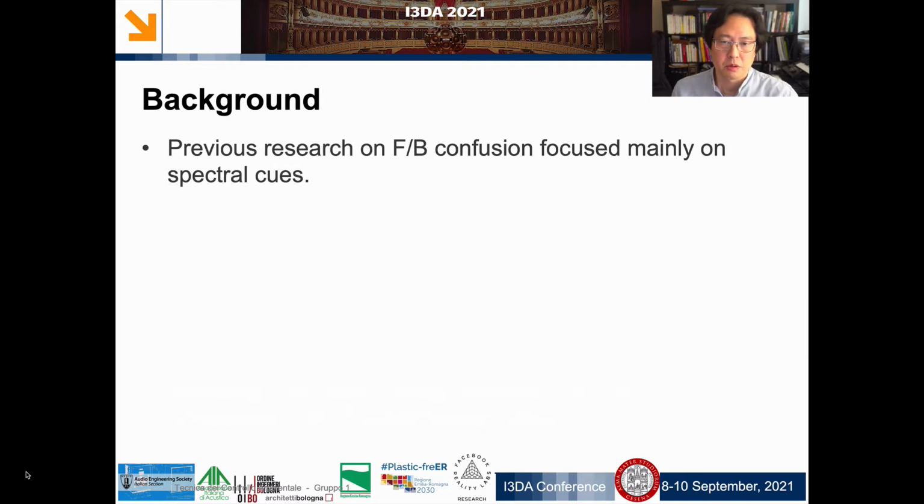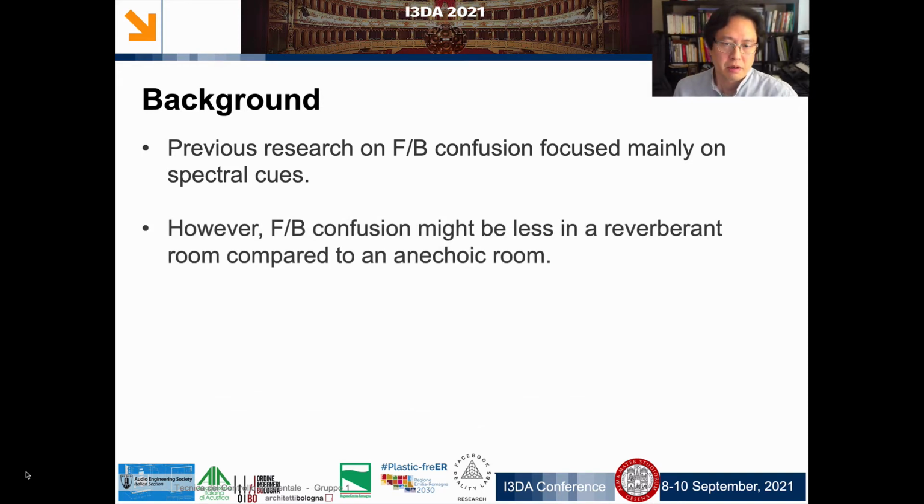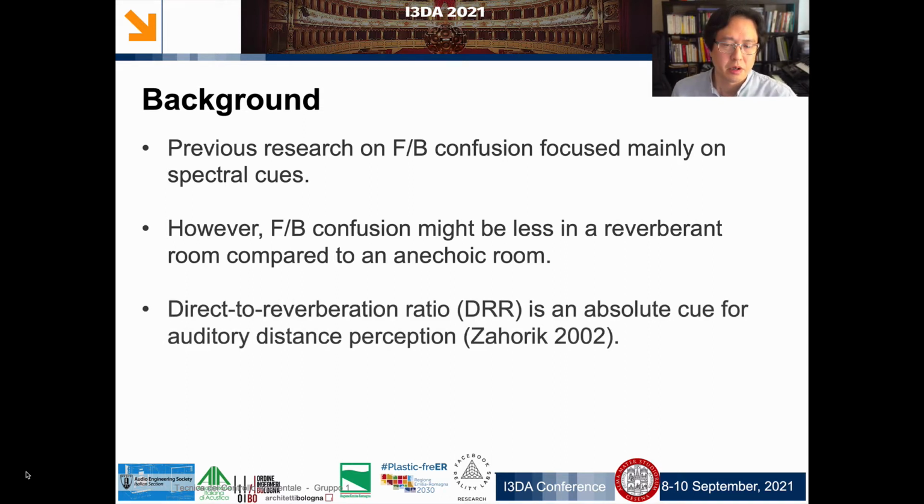Previous research on front-back confusion mainly focused on spectral cues, but more recently there was discussion about the effect of reverberation on front-back confusion. Front-back confusion might be less problematic or more problematic depending on the conditions in a reverberant room compared to in an anechoic chamber.